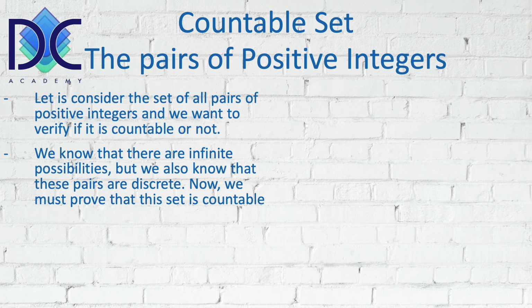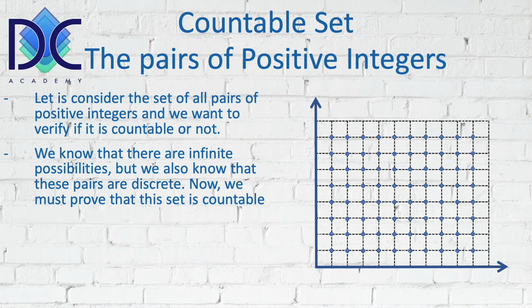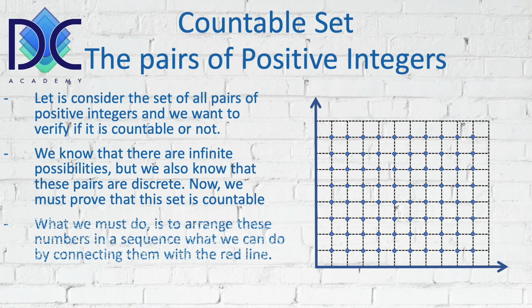What we can do is to construct an X and Y frame in which we put on all the intersections, the discrete intersections, the pairs indicated by, in fact, those circles. And now we have to create that sequence. And we can create that sequence when we draw this red line.